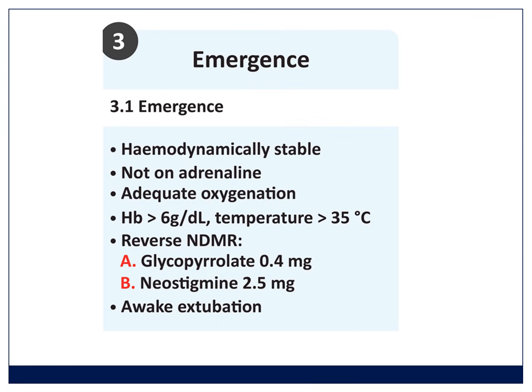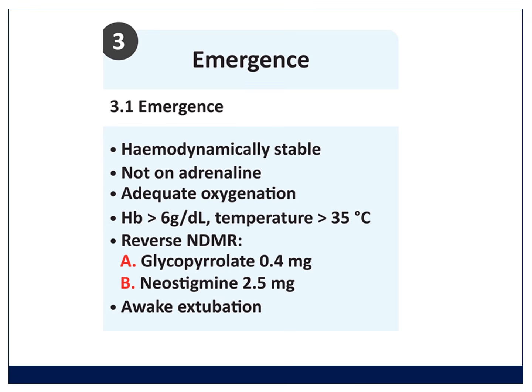And then I just want to say something quickly on emergence. Patients should be hemodynamically stable, not on adrenaline infusions, oxygenating well on not massive amounts of oxygen. You want a hemoglobin that's at least over 6, ideally over 7, and a temperature over 35, although most guidelines would want you to have it a bit higher.